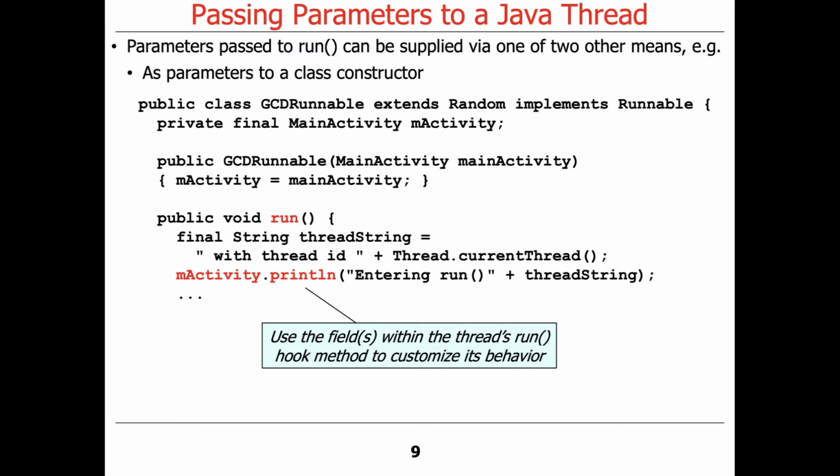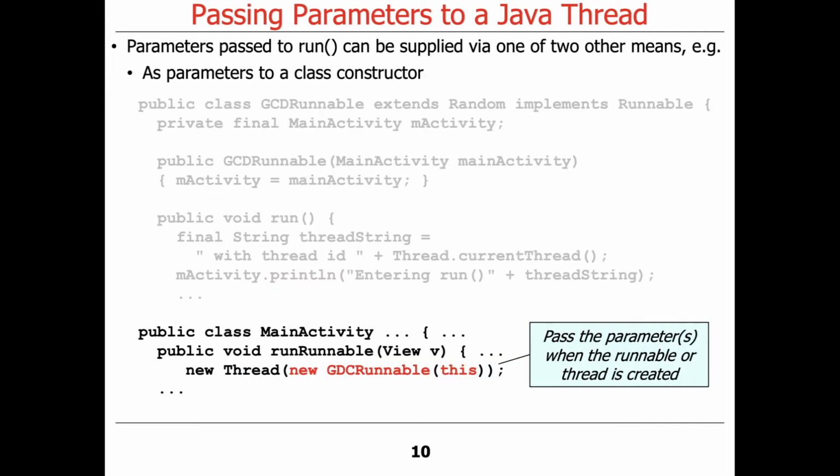So that way we can kind of customize the behavior of that object. Sort of obvious thing to do, right? And then when we run the code, you can see here we make ourselves a new GCDRunnable, passing in this, and that will then go ahead and have a new thread that's associated with it, as we saw before.